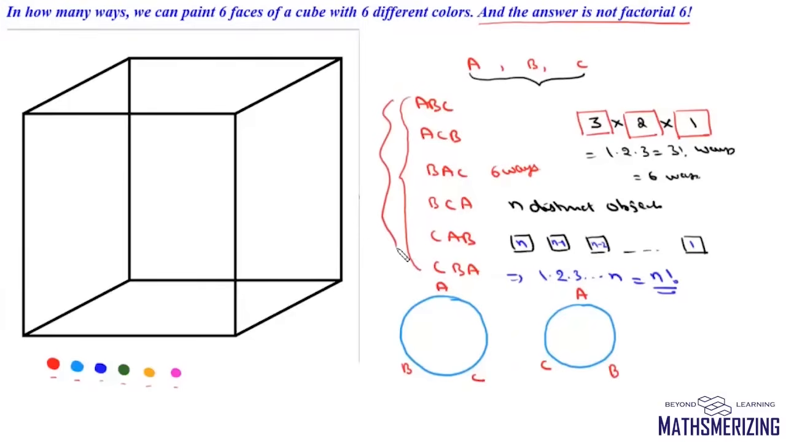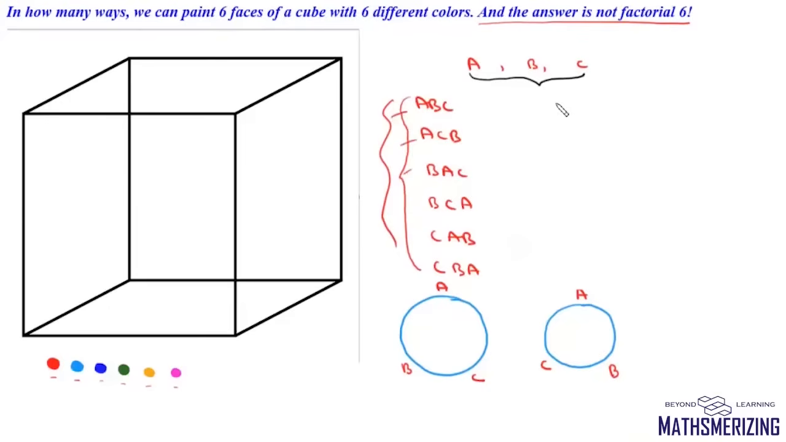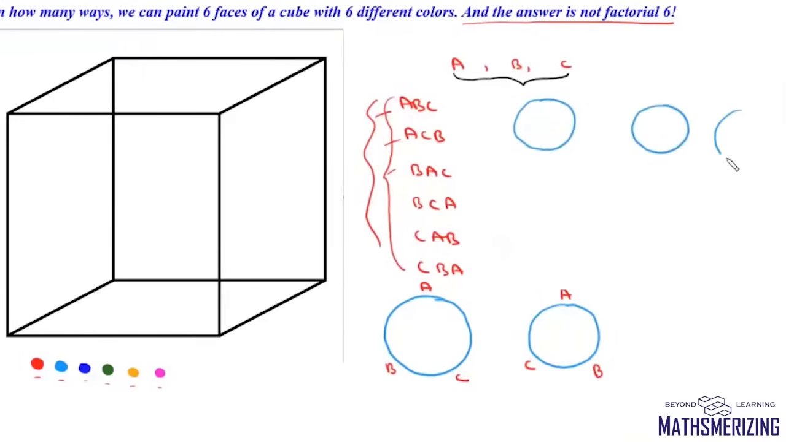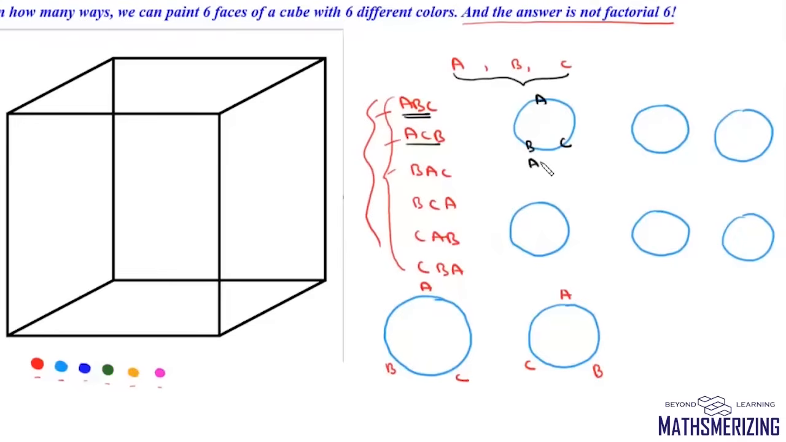Now, how do we make sense of this? So what we'll do is, let us try and arrange these 6 linear arrangements on a circle. So we'll make 6 circles. Now first we'll take this ABC. So this is A and then suppose B and then C. First one corresponds to ABC. Now second one is ACB. So it is A and then C and then B. So it is ACB.